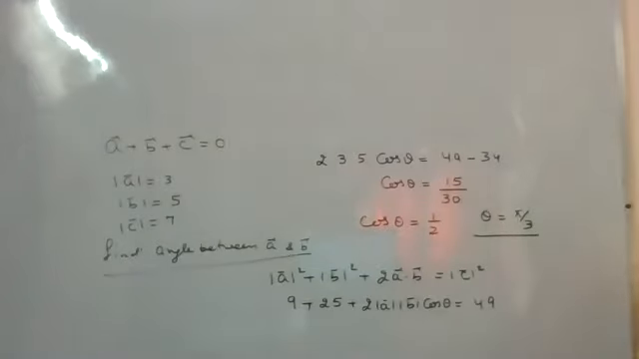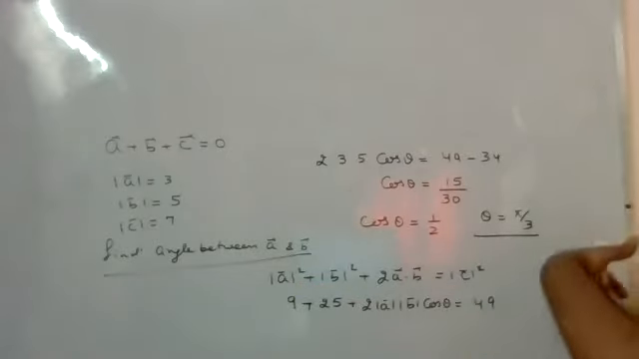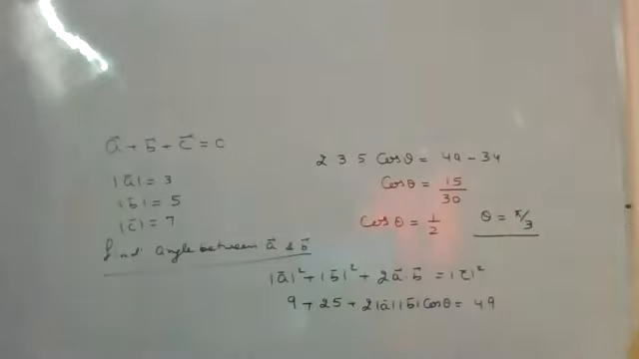Clear? So if this condition is given and the angle between A and B is to be calculated, take AB on one side, C on the other side, square it and solve it.